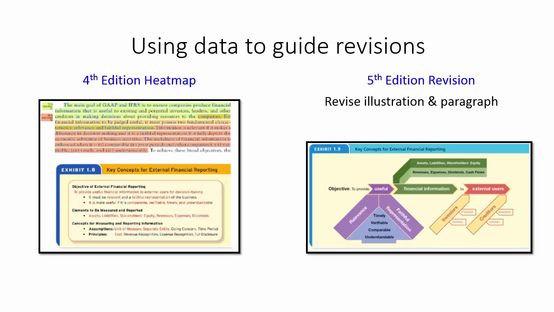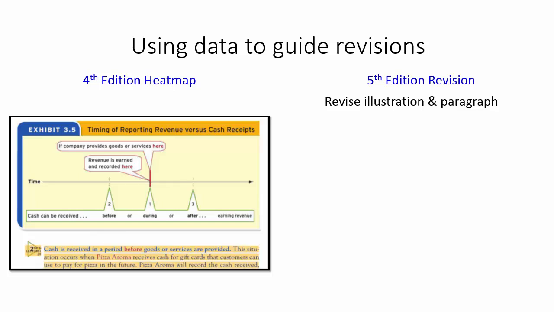Let's see another example, this time from Chapter 3. The student performance data showed what I would call middle-of-the-road performance, 60 to 70% accuracy on questions related to the timing of revenue reporting versus the timing in which cash is received. Although the heat map wasn't red, which would indicate the lowest level of performance, I felt like this topic is so important that it warranted improvement.